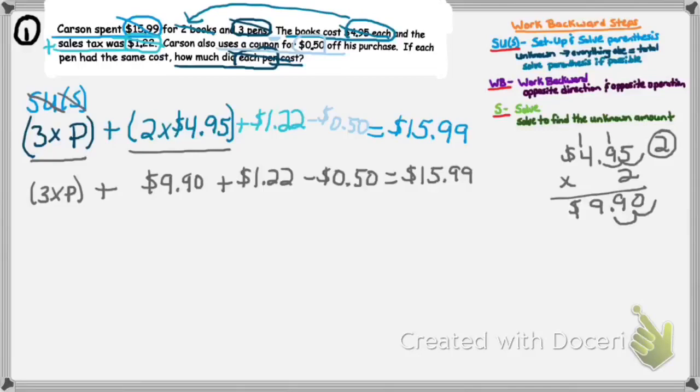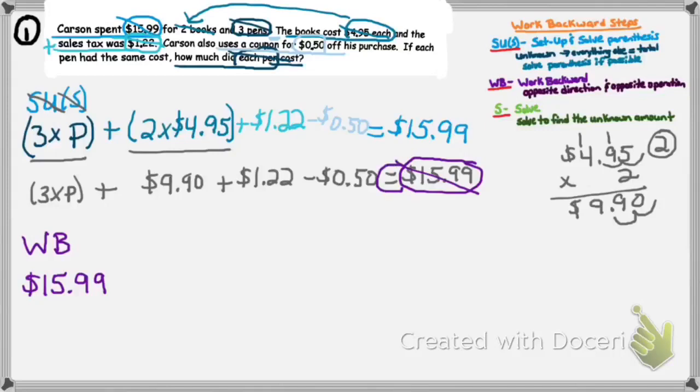I look on the top right hand side at my work backward steps. I've already solved the SUS step. I'm up to my purple WB step, which stands for work backward. So I'll write down WB to show that I'm on the work backward step. And the work backward underneath it says opposite direction and opposite operation. So I find my very end, remember because I'm working backward, I go to the end. I have $15.99, so since I'm moving backwards, I'll write that first, $15.99. Cross it out since I've used it.